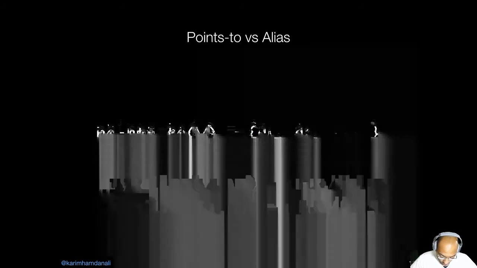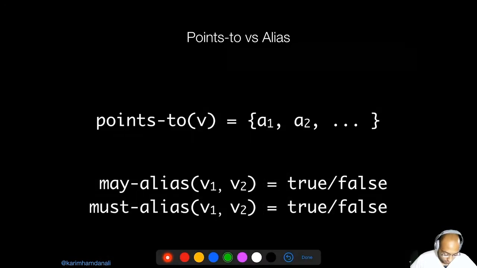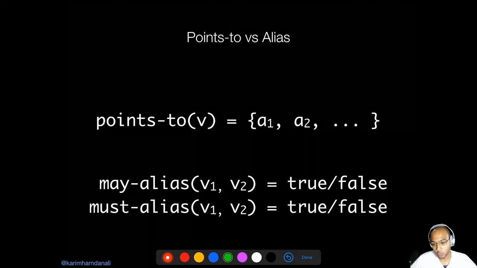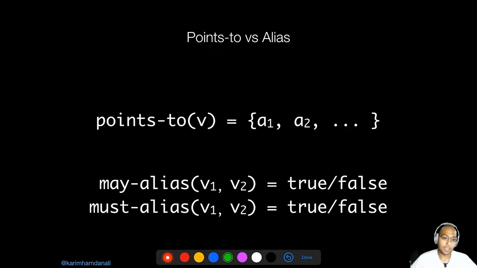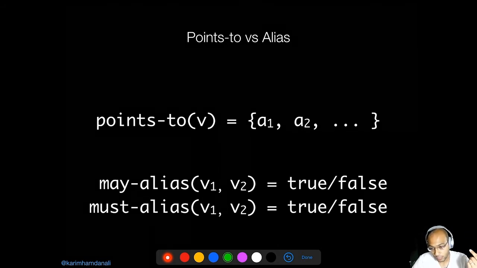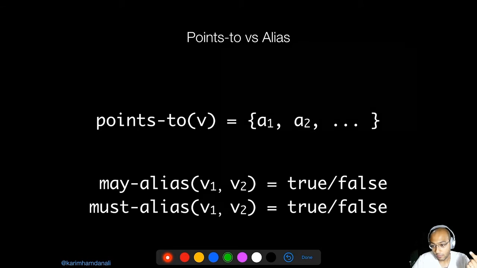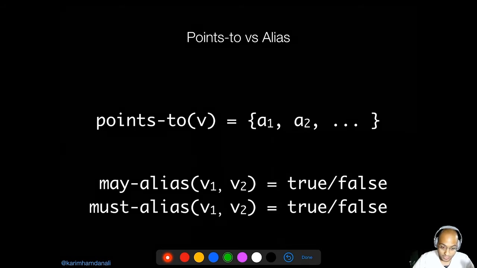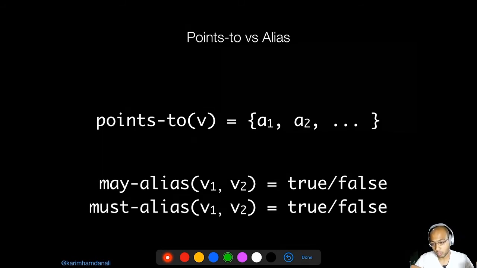For may alias of v1 and v2, or must alias of v1 and v2, the answer to that question is true or false. May would mean that at any given point in the program, v1 and v2 may point to the same allocation site or not. So it is enough to prove that for one location in the program, and by location I mean a statement, and if that's the case, then the result of this analysis is going to be true. However, for the must alias relationship of v1 and v2, if the analysis returns true, that means that it is true for every single statement in the program.